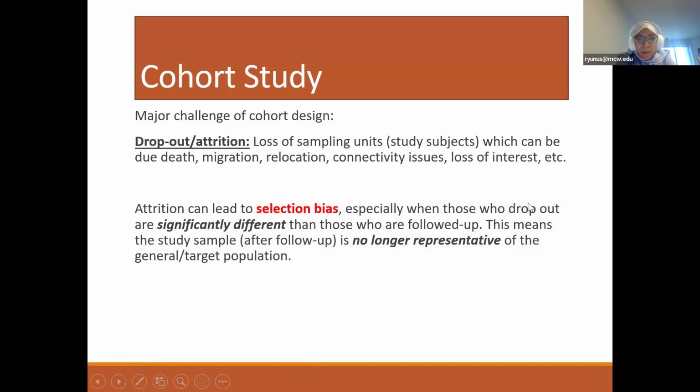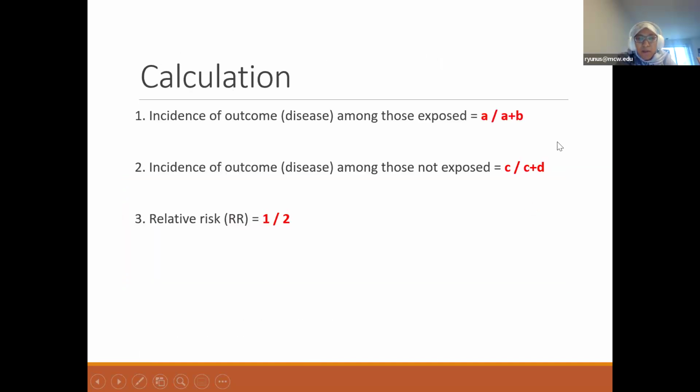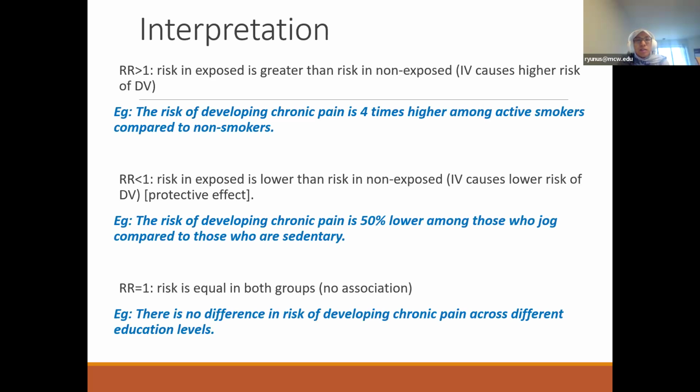Then you get incidence of this and incidence of this. And finally, if you divide this value over this value, you get the relative risk. Relative risk basically means the risk of an individual with a certain exposure to get the outcome that you're interested in. Okay, so this is the interpretation.